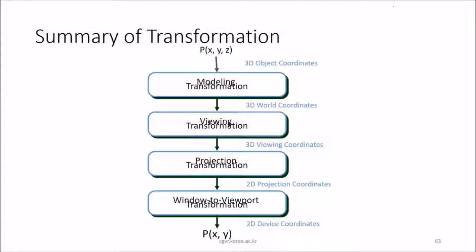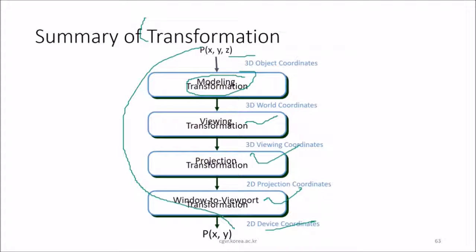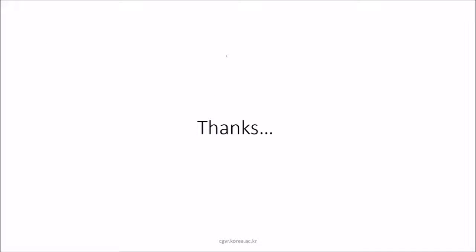So the summary of the transformations which we have seen: this is an XYZ point. We have done the modeling transformation, then the viewing transformation, projection transformation, and then the window to viewport transformation. And finally we have a point PXY. So ultimately PXYZ we have converted into PXY, that is XYZ to XY. So this is the transformation we have seen, and I'm just giving you brief ideas.